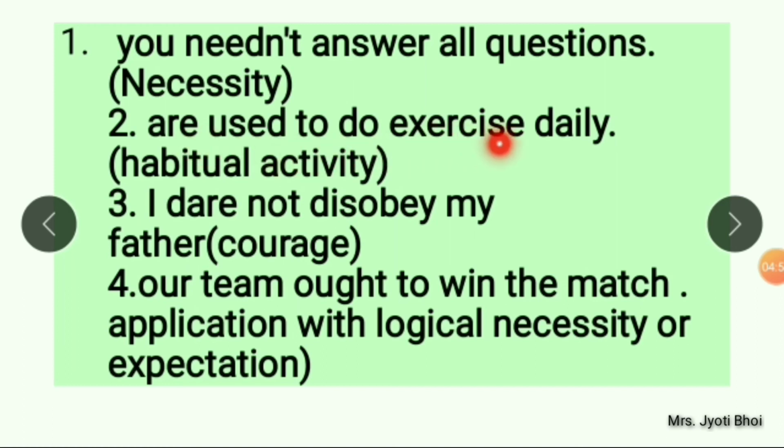You are used to doing exercise daily. Used to gives us a habitual activity. Whatever you are doing, you are doing regularly, daily. Okay, I dare not disobey my father. It gives us courage. Our team ought to win the match. This ought to applies necessity and expectations too. Winning the match is very necessary, and also it's the public's expectation that you have to win the match.